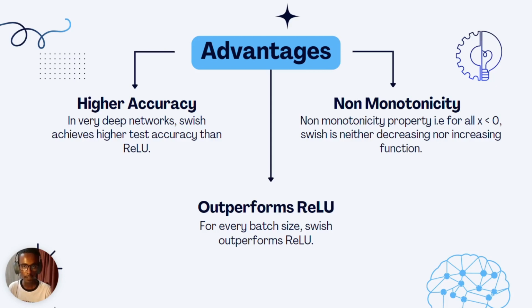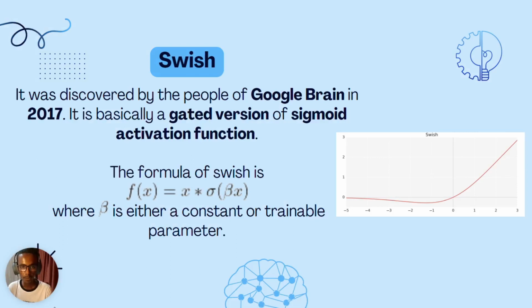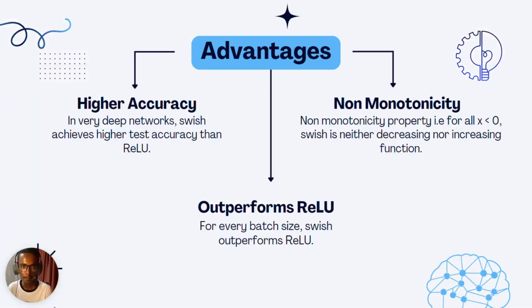And one property that I mentioned in the previous slide was the non-monotonicity property of the Swish activation function. So for all values of x less than 0, the Swish activation function is neither a decreasing nor an increasing function. So for negative values, it's not going to increase or decrease. So that's called non-monotonic. As we can see from this figure, on the negative side, it's not necessarily increasing or decreasing. So that property is known as non-monotonic.